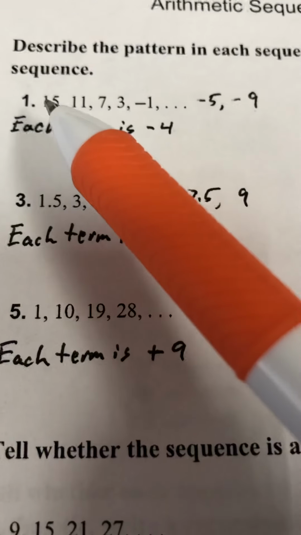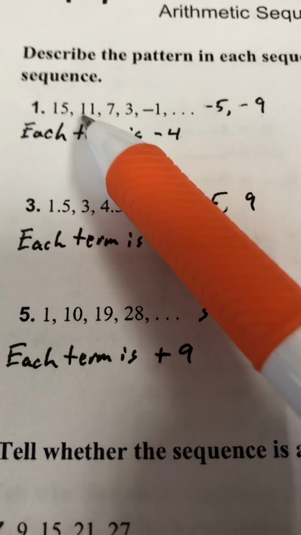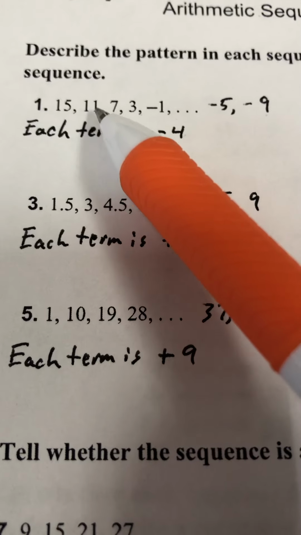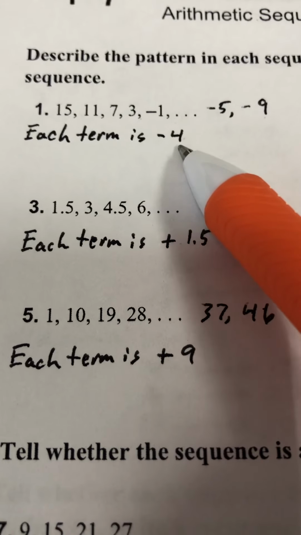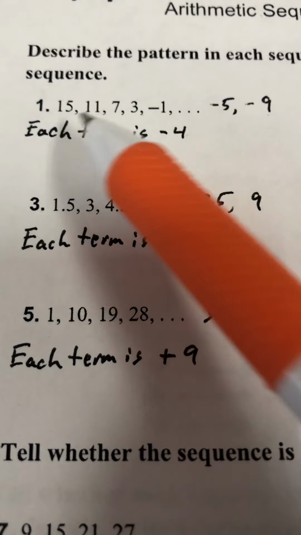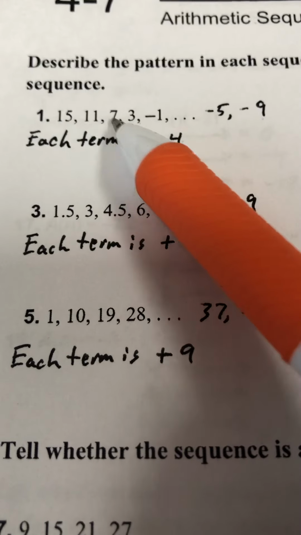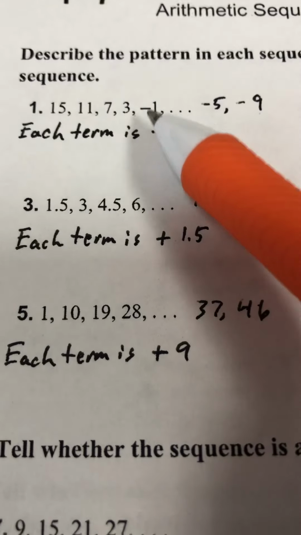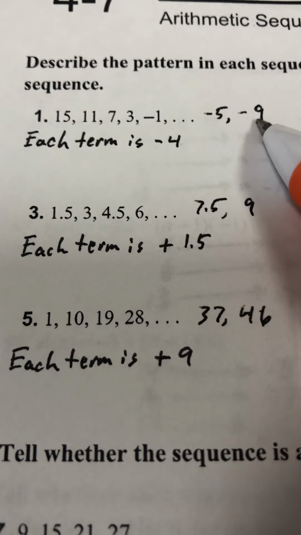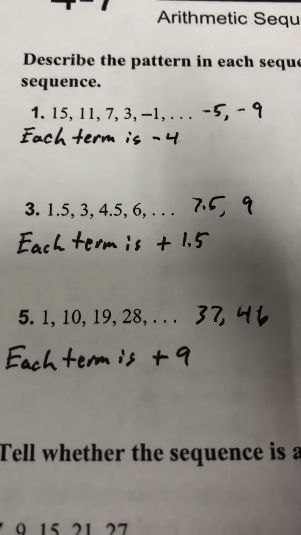Looking at this, you just take the difference between these: 15 minus 11 minus 7. It's always going down 4. So each term, since it's going down, is negative 4. It's going down 4, down 4, down 4. So if I just continue that, I have negative 5 and negative 9 as my next two terms.